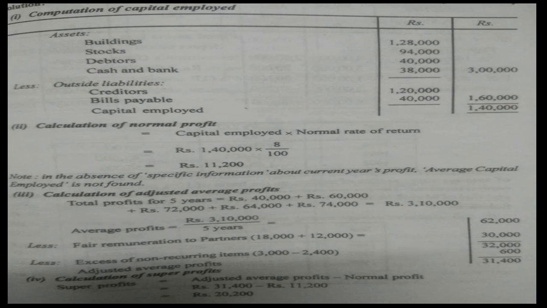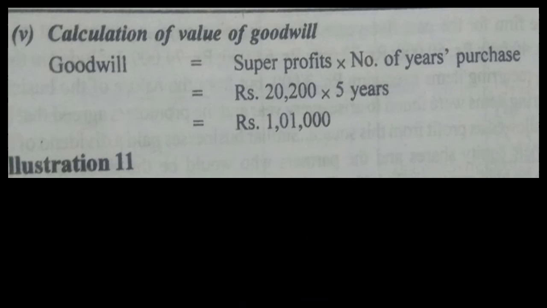Then what is the goodwill? The goodwill is equal to 20,200 into 5 years purchase, that is 1,01,000. So this is how you find your goodwill using the method of super profit.